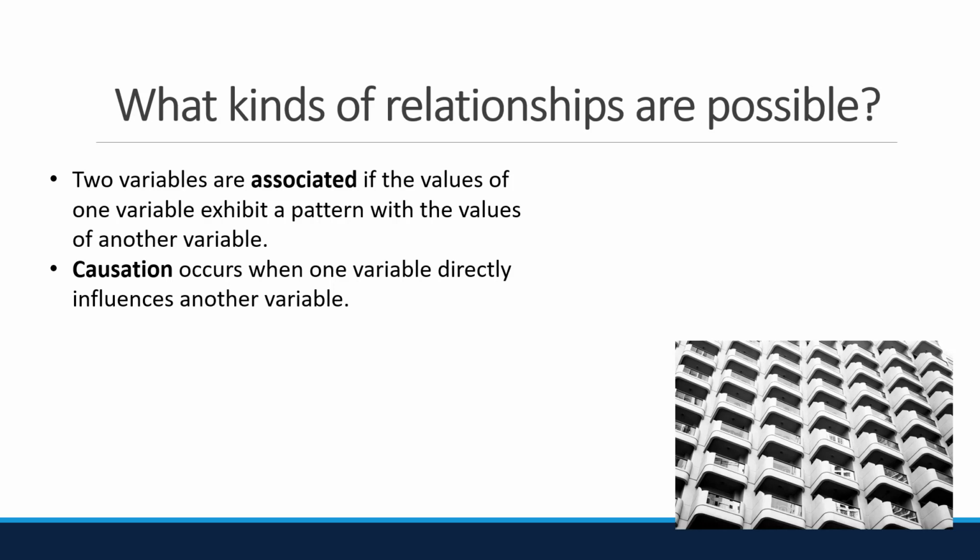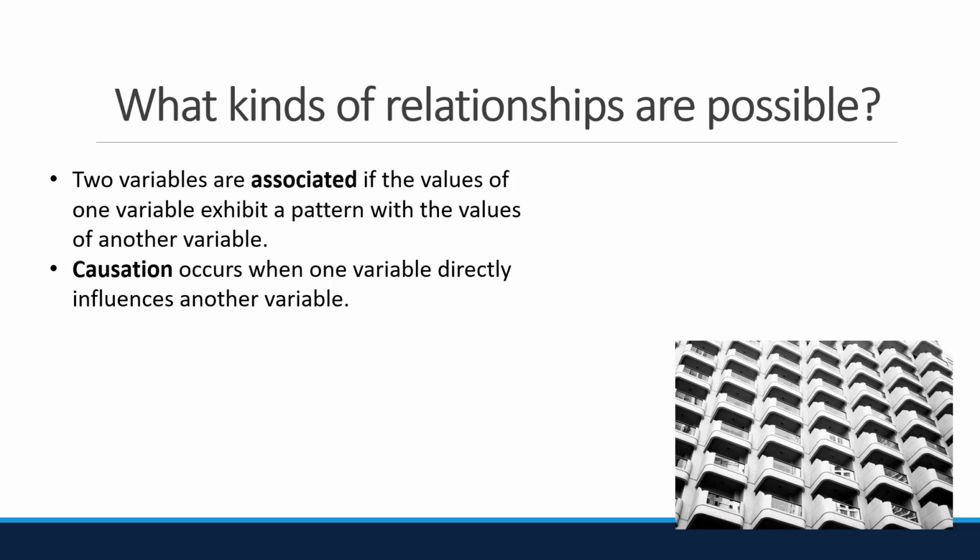What kind of relationships are possible? There are two kinds of relationships that we need to distinguish. Definitions. Two variables are associated if the values of one variable exhibit a pattern with the values of another variable. Associations are visual. We can see associations by looking at a plot or comparing numeric summaries.